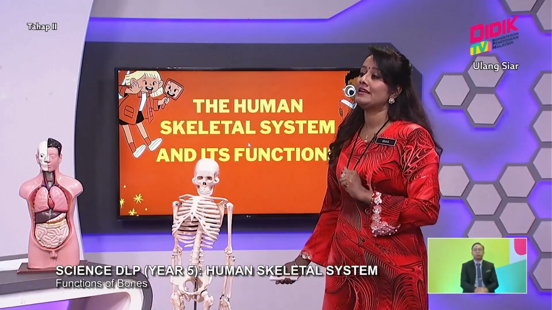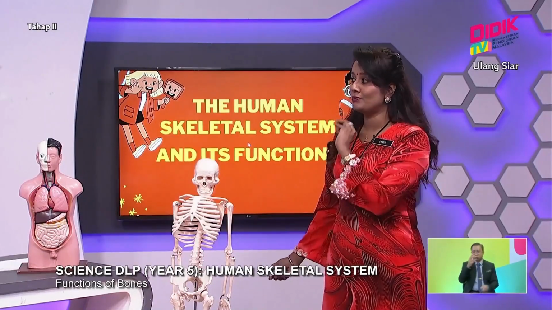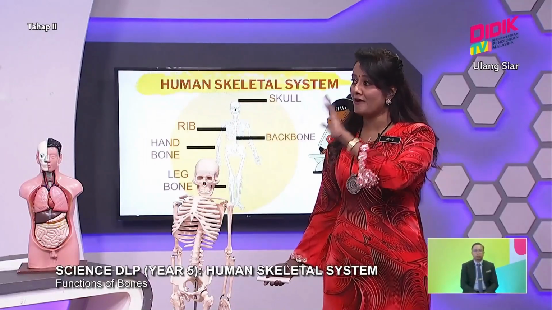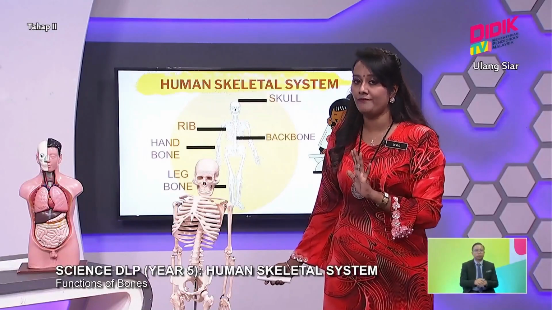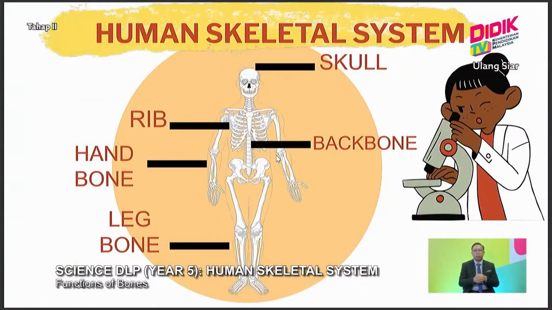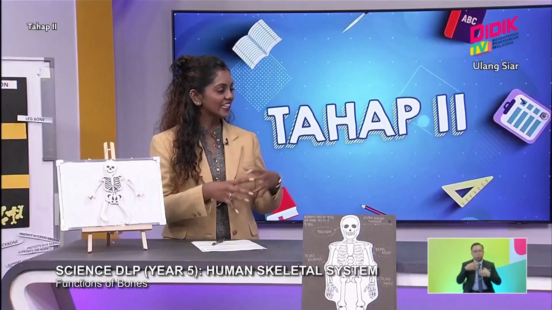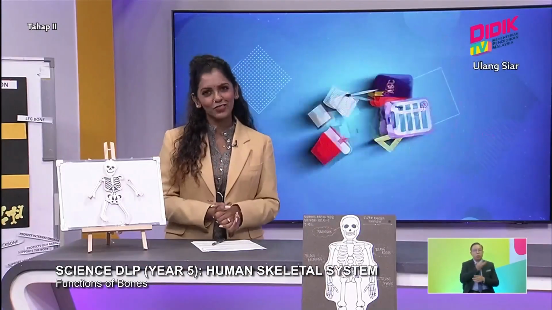For the human skeletal system, there are five main bones that we have: the skull, ribs, hand bones, leg bones, and backbone. So this is all about the bones in our body. Yes, these are the main ones. In day-to-day life, we don't always focus on the ribs and the bones in our body. I'm glad we get to learn this today.